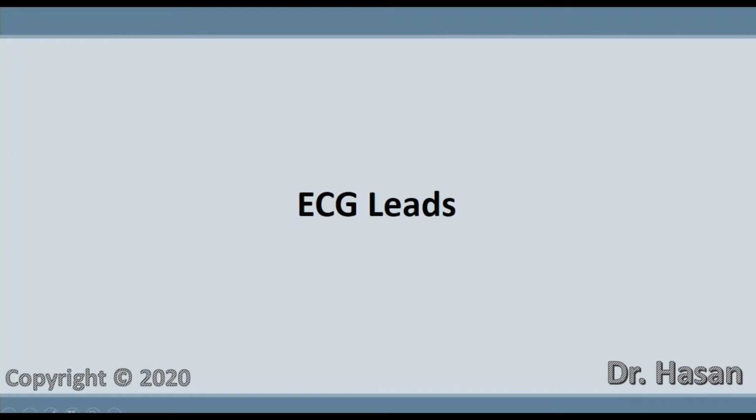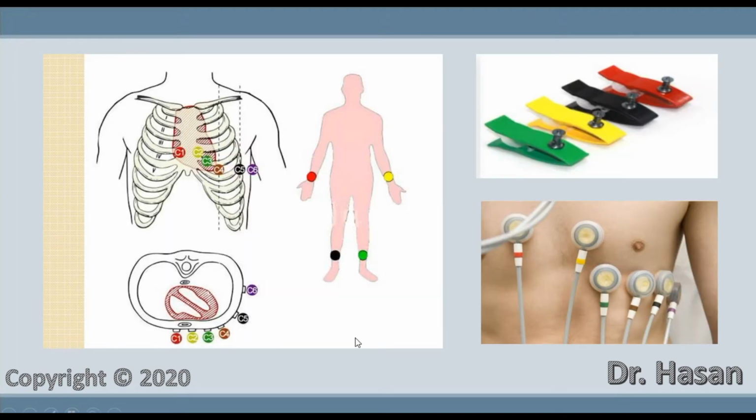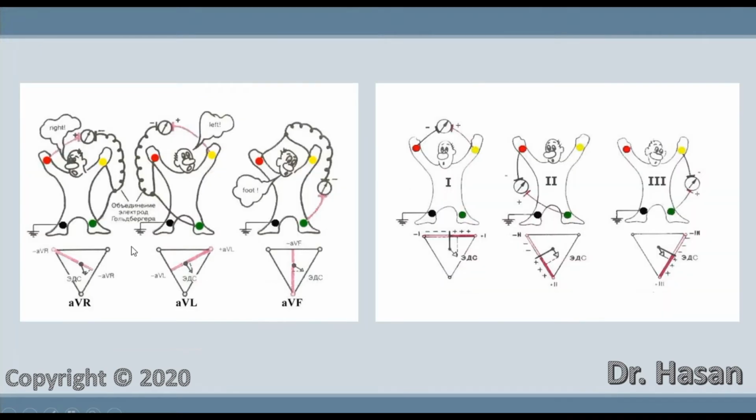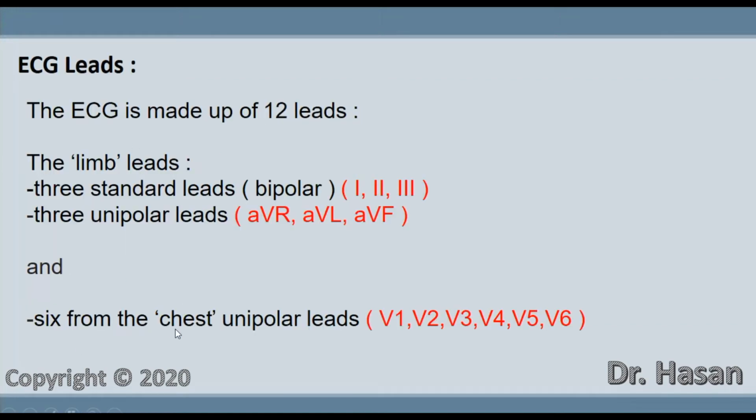Let us now talk about the ECG leads. As noted in the first chapter, in order to record an ECG, it is necessary to apply electrodes on the human body. Each electrode records a potential. The potential difference between the electrodes is called a lead. The limb leads and the chest leads. The limb leads are divided into 2 parts. The standard leads, or in other words, bipolar leads, the first, second, and third leads, and the unipolar leads, or the reinforced leads from the limbs. These are the AVR, AVL, and AVF leads. The chest leads are V1, V2, V3, V4, V5, and V6.